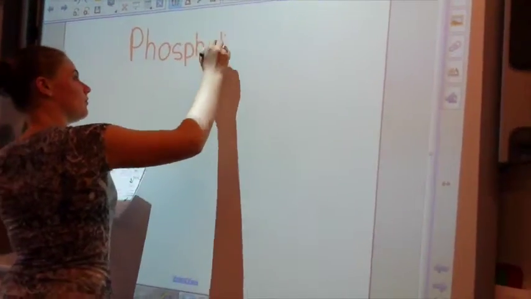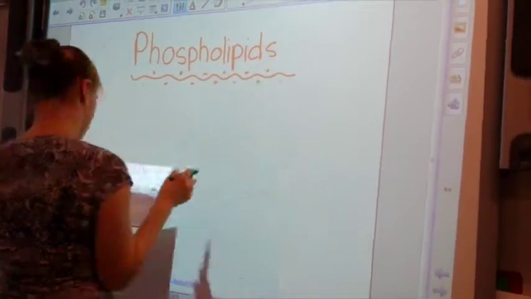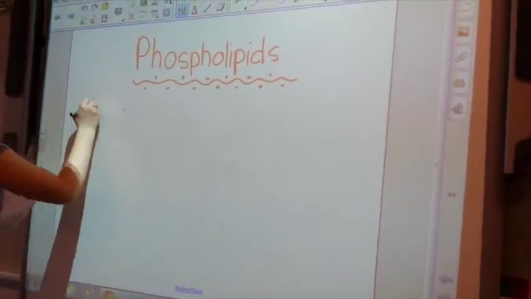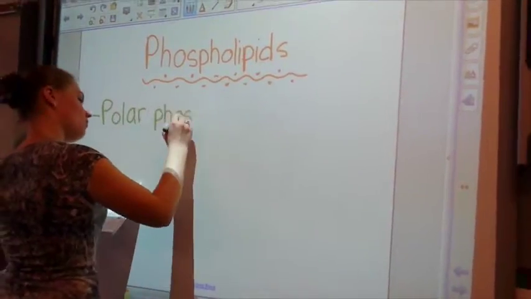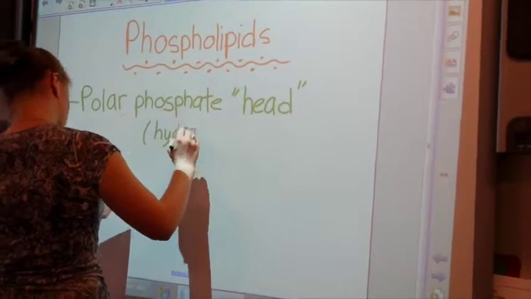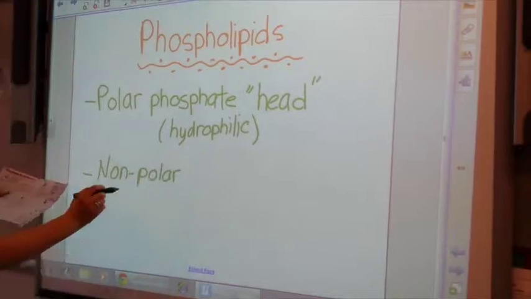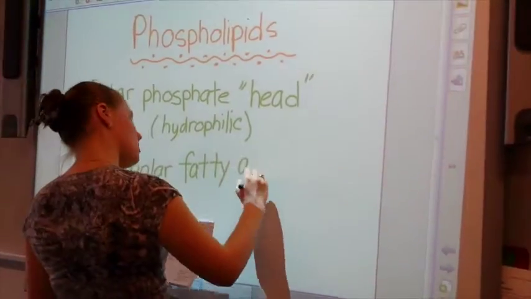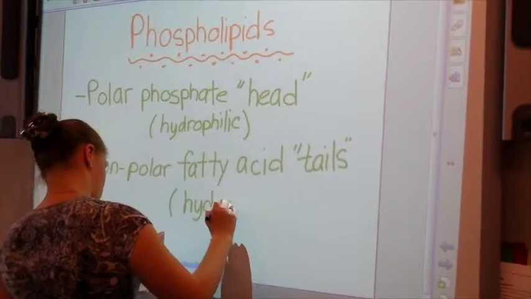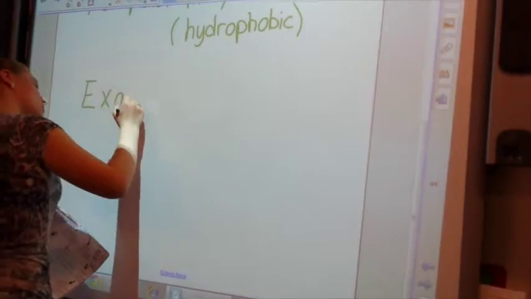Phospholipids. The phospholipid consists of a polar phosphate head, which is hydrophilic, and a non-polar fatty acid tail, which is hydrophobic. Phospholipids act as a building block of the biological cell membrane. They also help maintain equilibrium between the internal and external parts of the cell. Here is an example of the phospholipid bilayer.